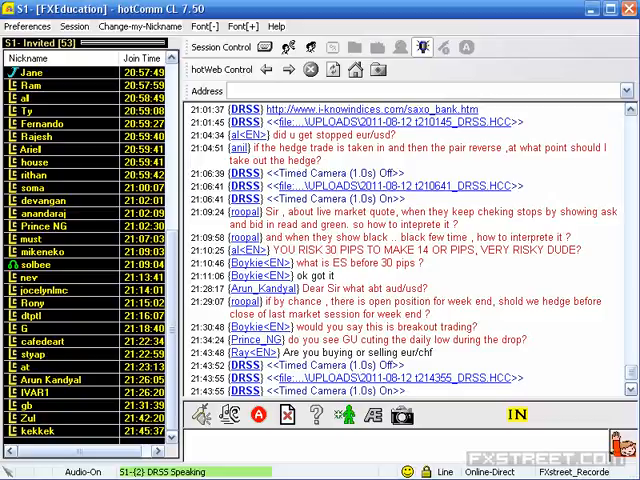Then Rupal. About the live market quote, when they keep checking stops, showing ask and bid in red and green, how do you interpret it? I explained it many times, so probably asked it.